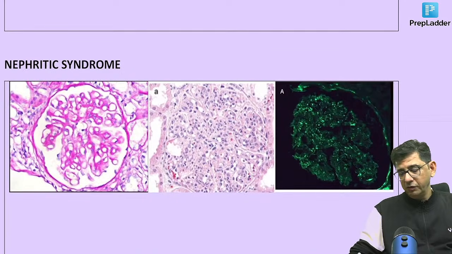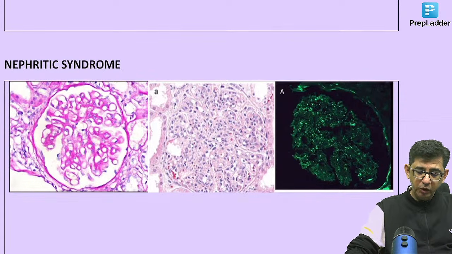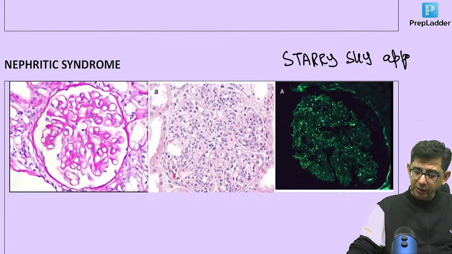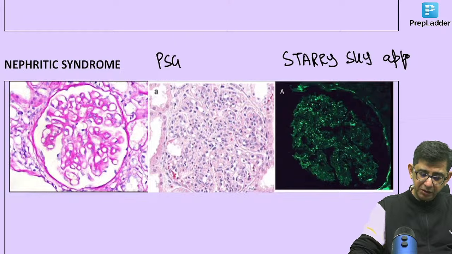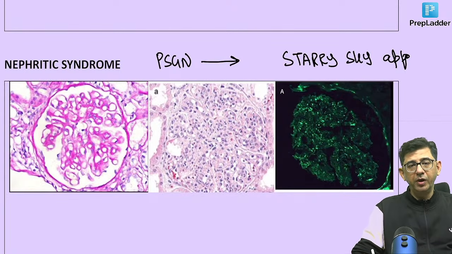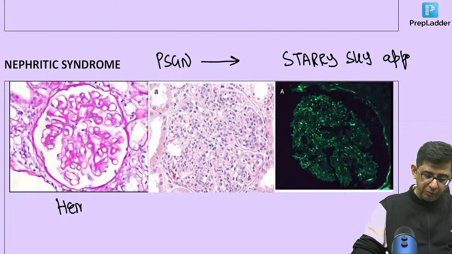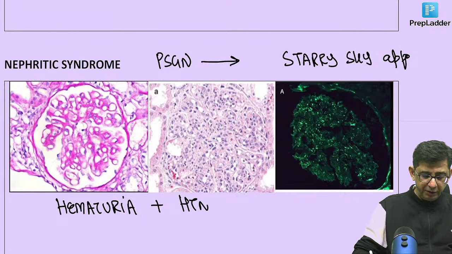The next one is anyway very easy. The starry sky kidney that you can pick up. That starry sky appearance is always a feature that is seen with PSGN, that is post streptococcal glomerulonephritis, which would be a type 3 hypersensitivity reaction. And what you can also notice is the hypercellular glomerulus which is present in this case. The presentation will be mainly that of hematuria, because the capillaries of the glomerulus are damaged, along with that there is hypertension.